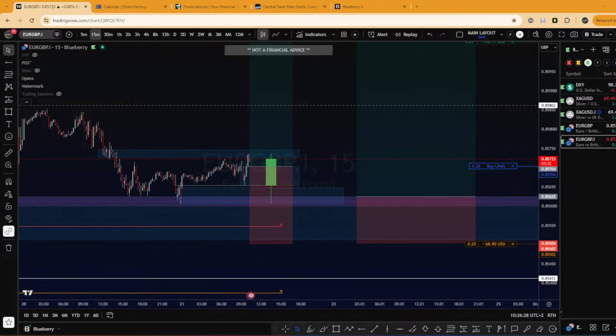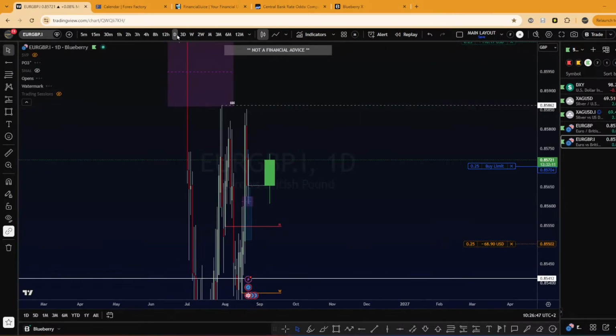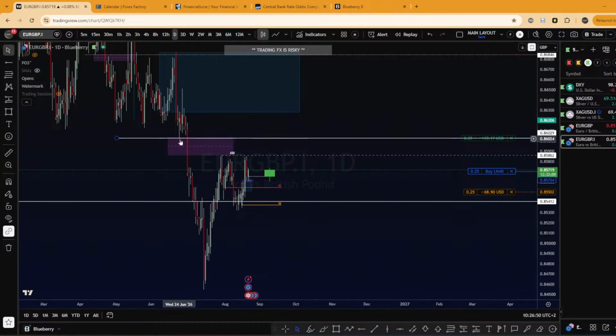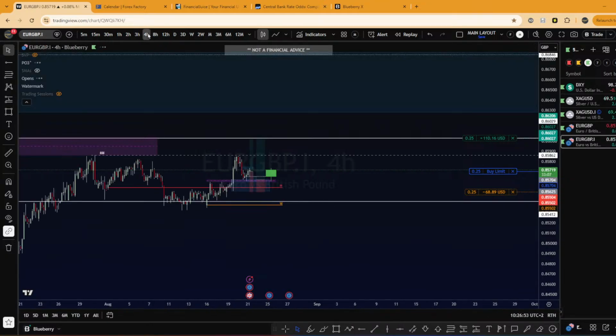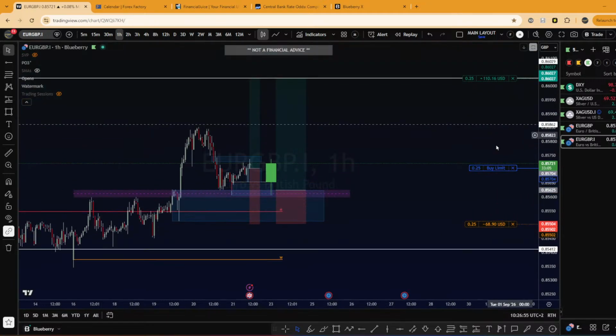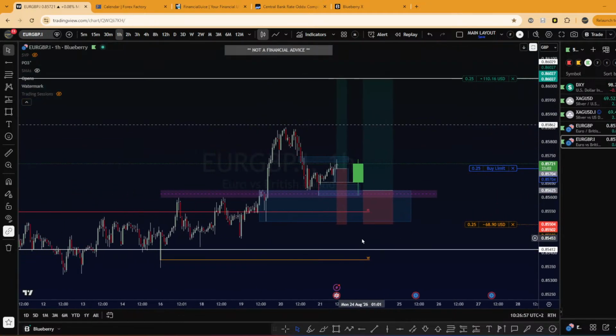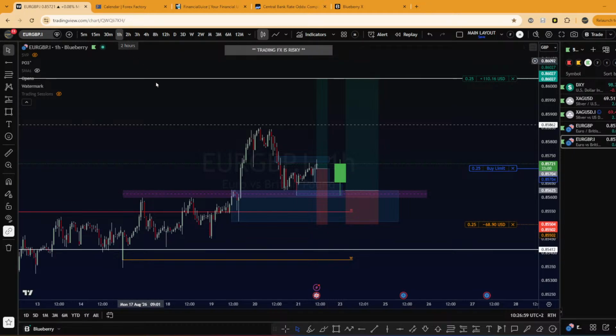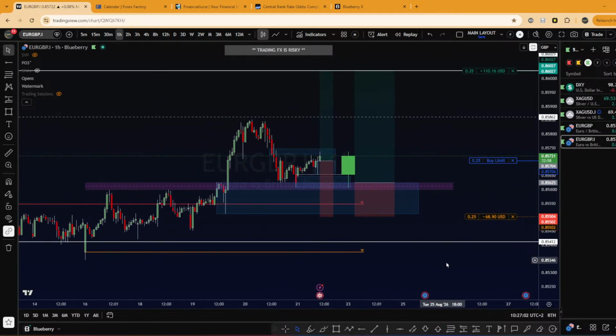And if we have some confirmation after the release of the UK PMI. Let's see on daily. Daily, we really want to target this. So very, very interesting. Let's see if this demand holds.